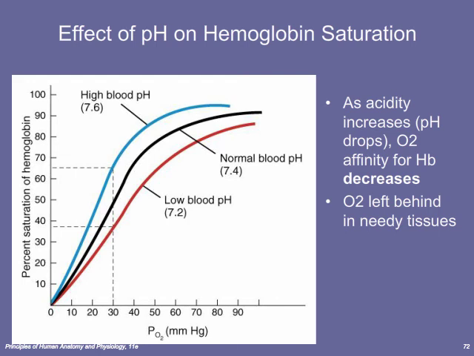So you might be wondering what causes this shift in pH throughout the systemic and pulmonary circuits. Well, as it turns out, the more carbon dioxide we have dissolved in the blood, the lower the pH will be.